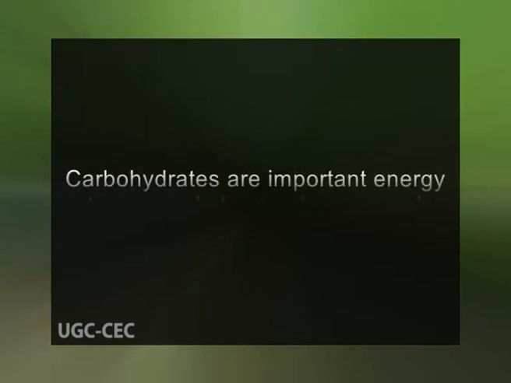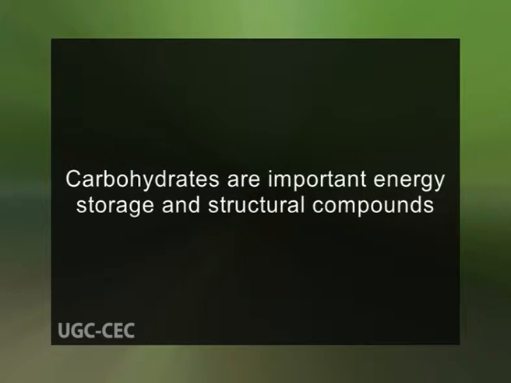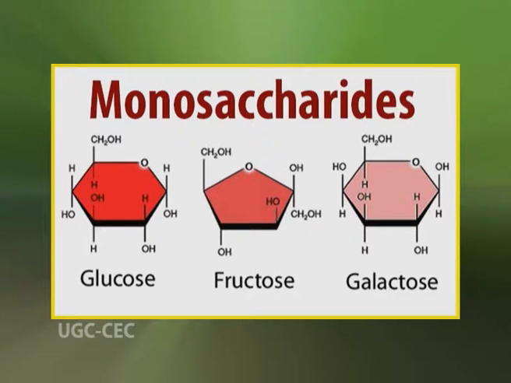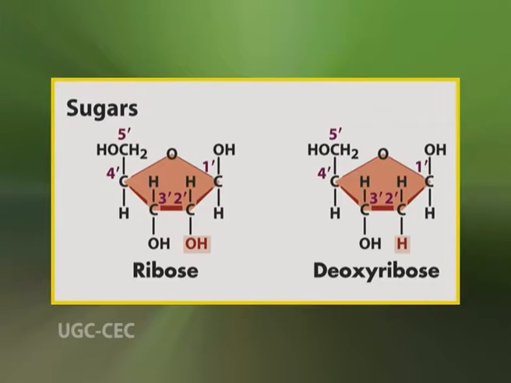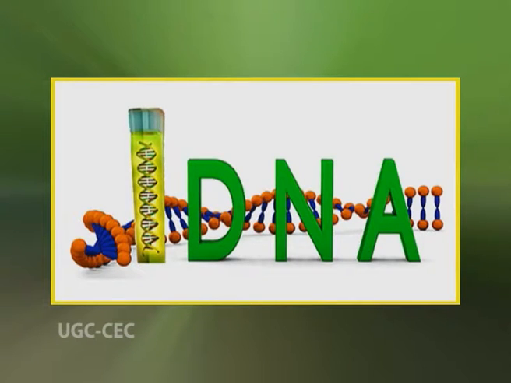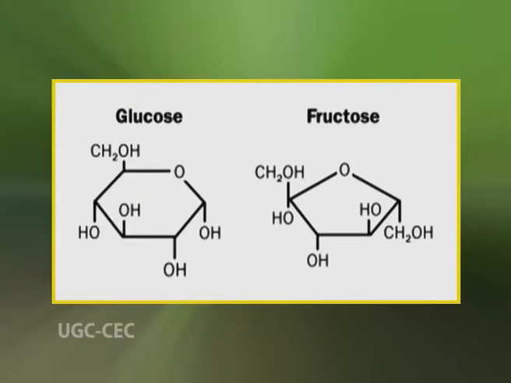Carbohydrates are important energy storage and structural compounds. The simplest sugars are called monosaccharides. They typically have 5 or 6 carbons arranged in a ring. An important 5-carbon sugar is the deoxyribose sugar that is part of the nucleotides that make up DNA molecules. Examples of 6-carbon sugars are glucose and fructose.